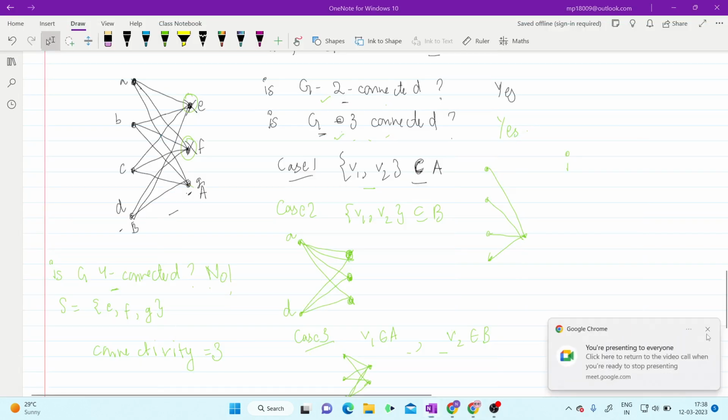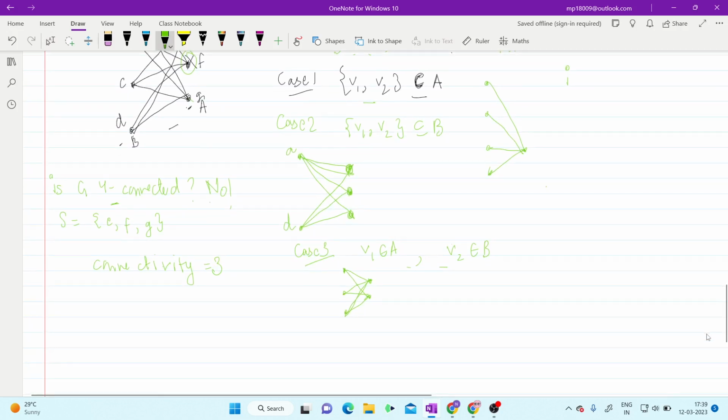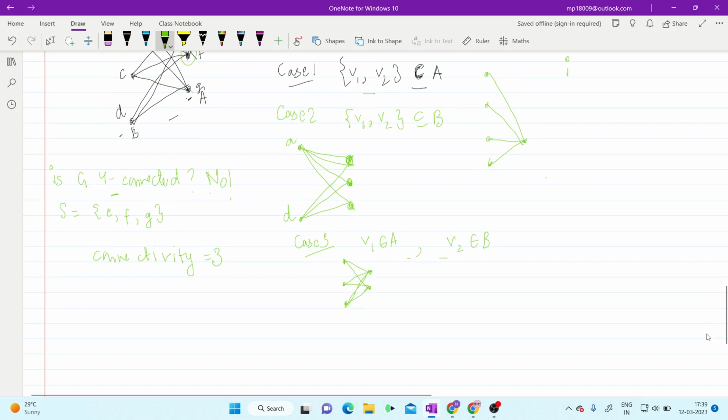Yes, here in this case connectivity is three, and it is three connected, right? So if connectivity is three, this number remains the same, no? Yes. Somebody asked this question also.